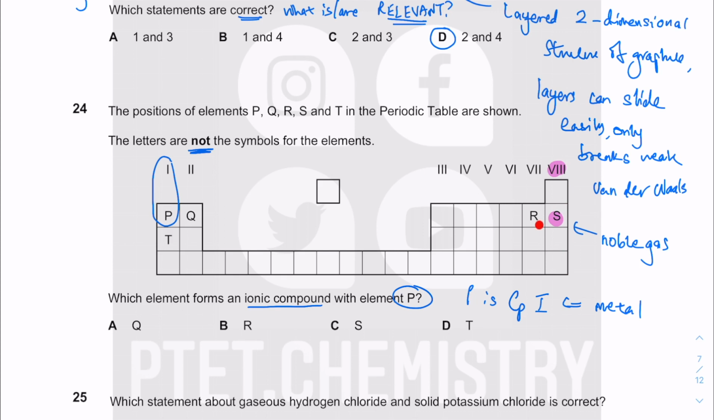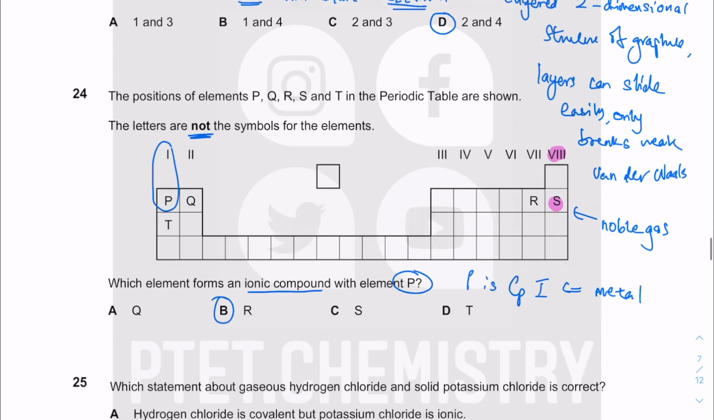We are looking at the non-metal here, which will be R, because R is in group 7. 7 outer shell electrons. It would still like to gain one, while a metal would like to lose electrons. So R will be our answer, which means B there.